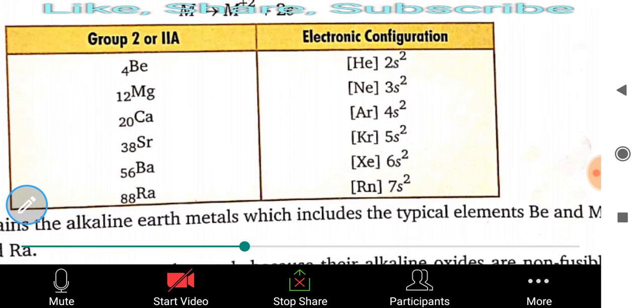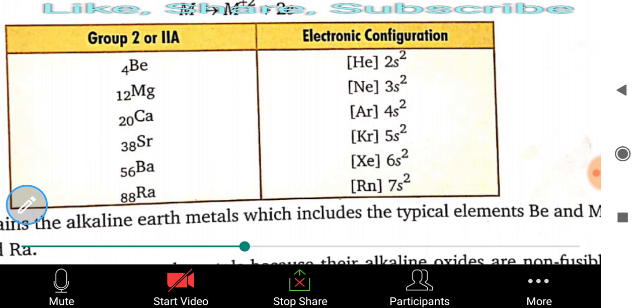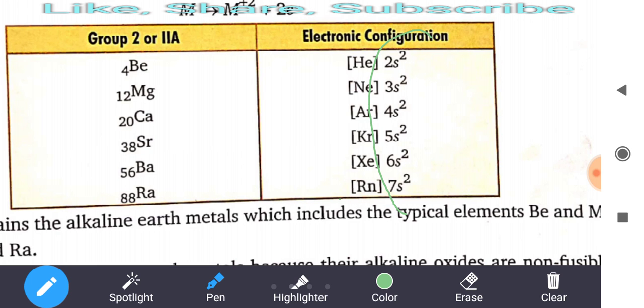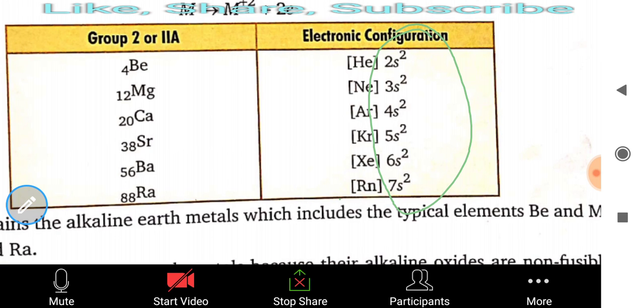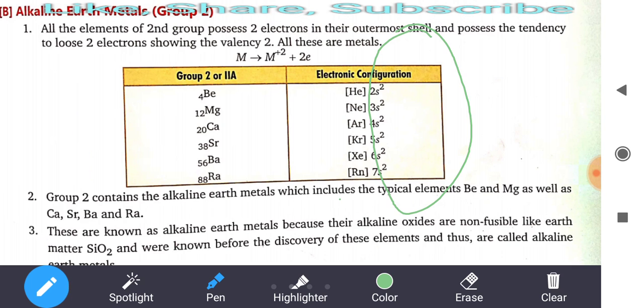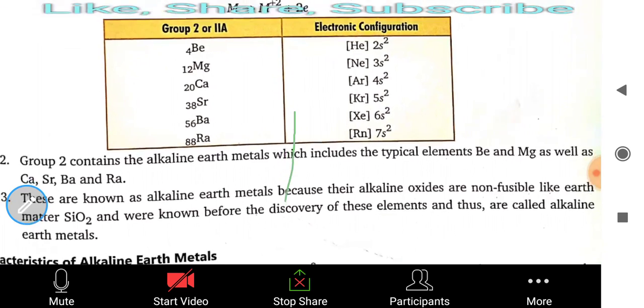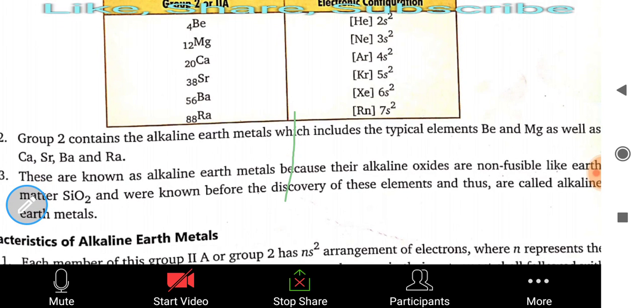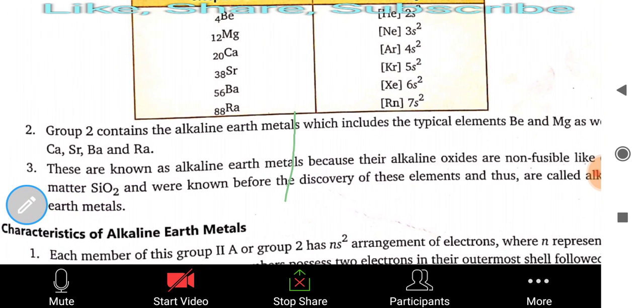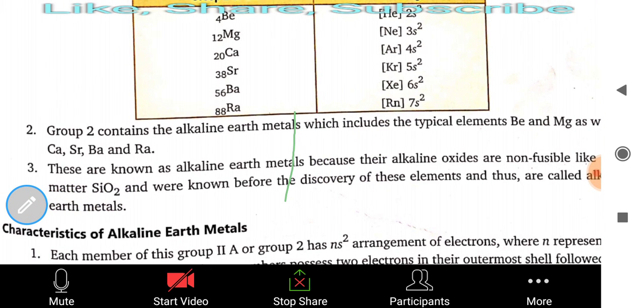If you see, their electronic configuration will end in the s subshell, and it will be ns2 in all these elements. Group 2 contains the alkaline earth metals, which include the typical elements beryllium and magnesium, as well as calcium, strontium, barium, and radium. So these are known as alkaline earth metals.